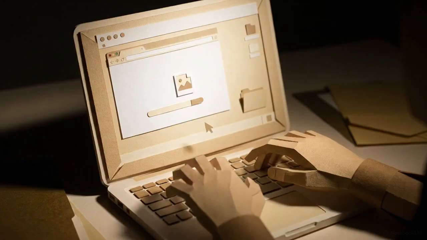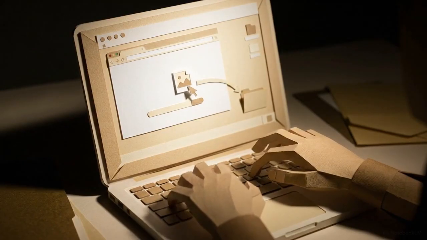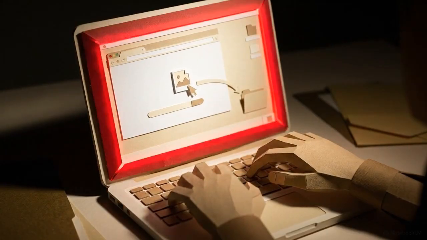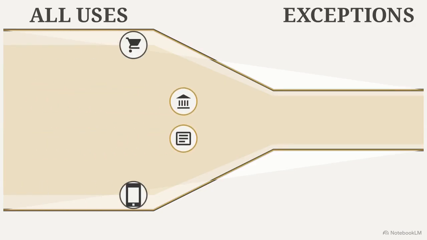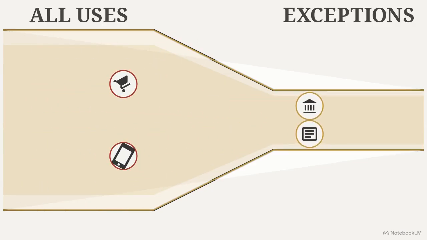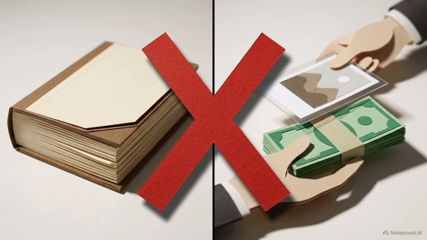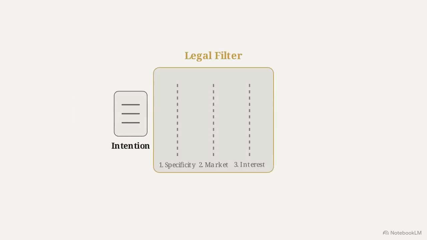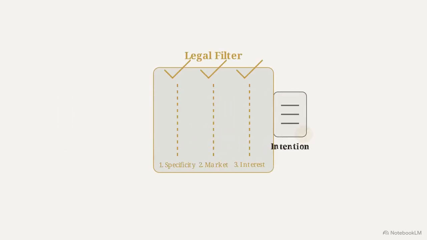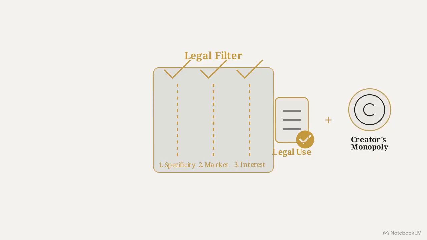Think back to those everyday digital habits. It should be clear now why that casual copying is legally hazardous. The law interprets copyright exceptions narrowly, limiting them to essential societal functions rather than personal convenience. If your use replaces the original work or is driven by commercial gain, assume the exception collapses. When in doubt, ask the creator for a license. Staying within the law requires honestly running your intentions through a legal filter to respect the creator's monopoly.